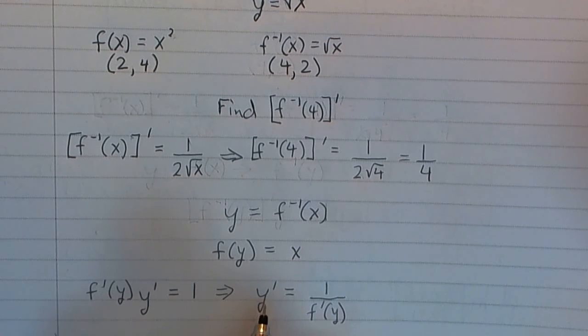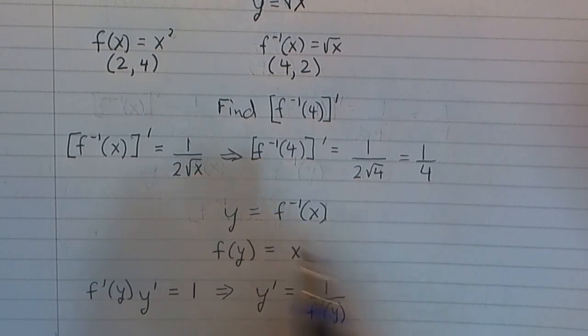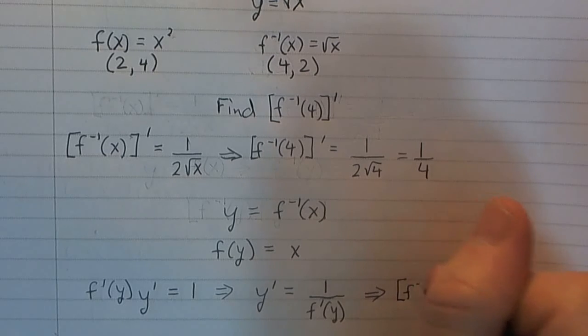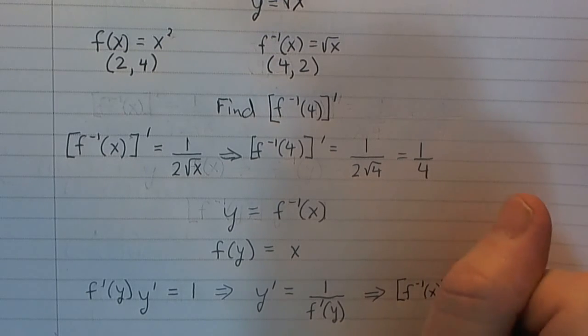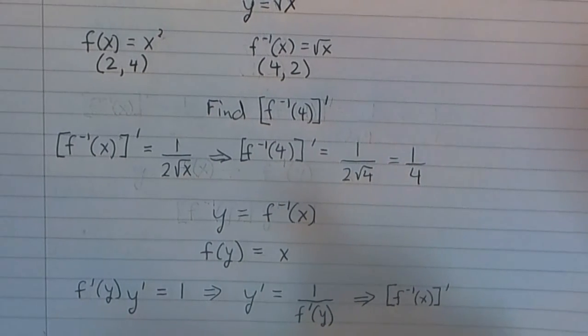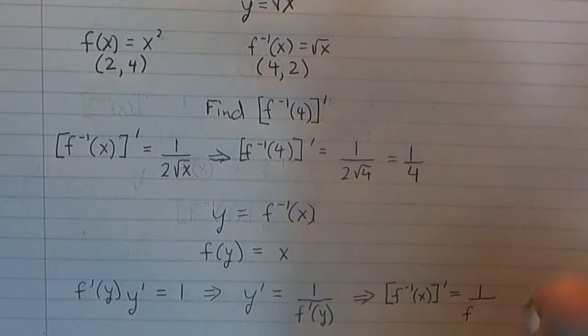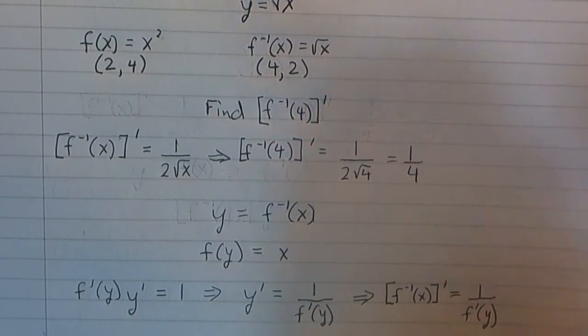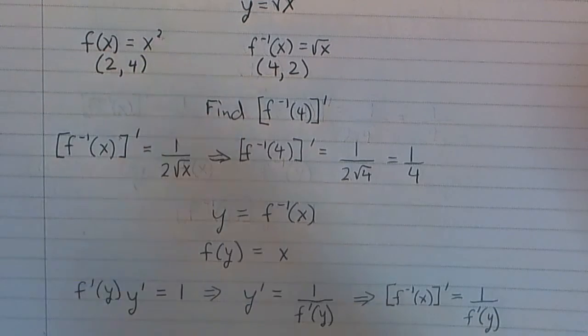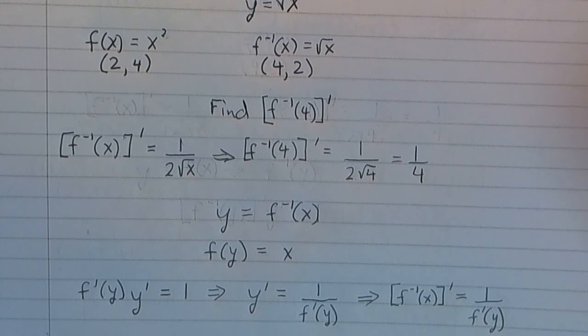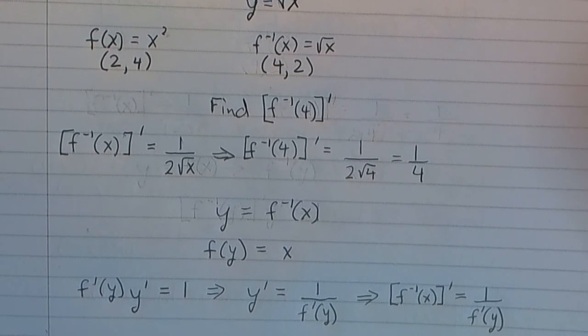Now remember what y prime is. Y prime is the derivative of this inverse. So we could rewrite this as f inverse of x prime equals 1 over f prime of y. Like that. So this is kind of a quick formula that we can use to find the derivative of an inverse function at a given value for x.